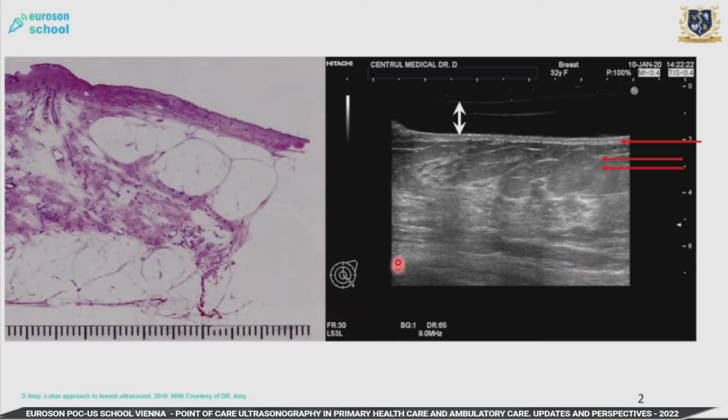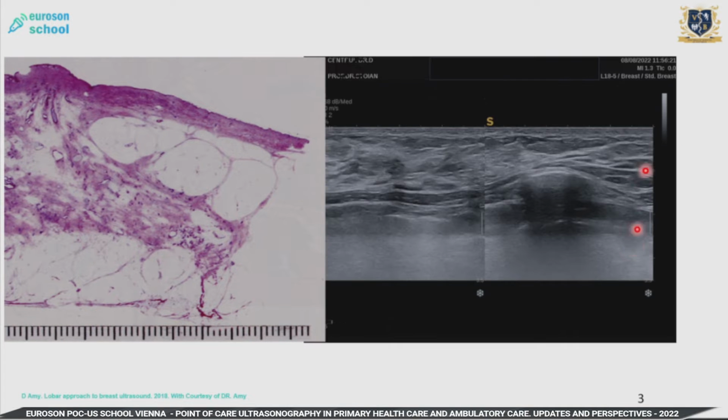And another thing, when you don't see all the layers and the breast is too large, you cannot perform a correct ultrasound. So you have to say, okay, it's too big, it's not for me, it's not for my probe, it's not for my ultrasound device, and I have to refer to a deeper thing, and then they go to mammography. So this is the image without water bag enhancement.